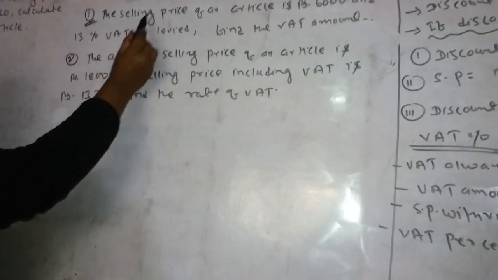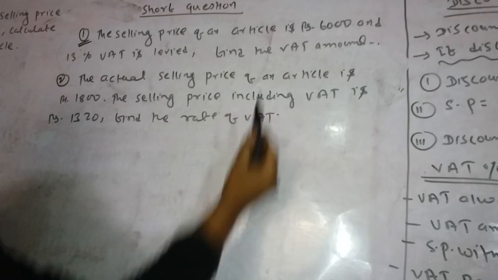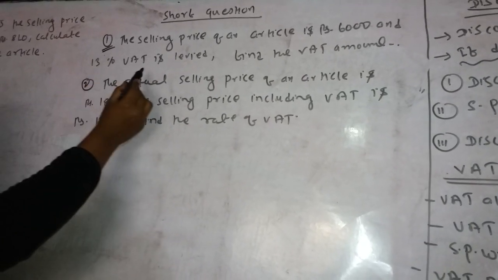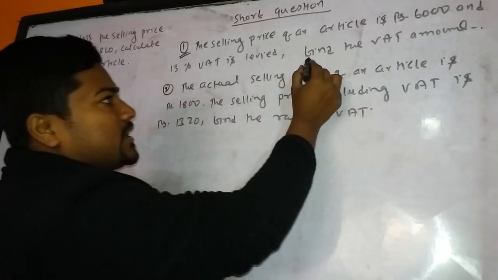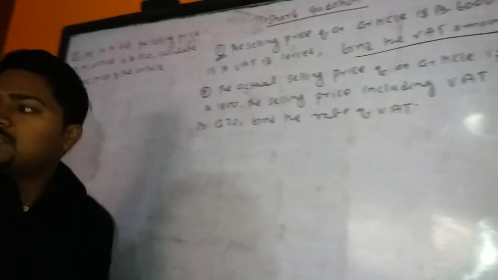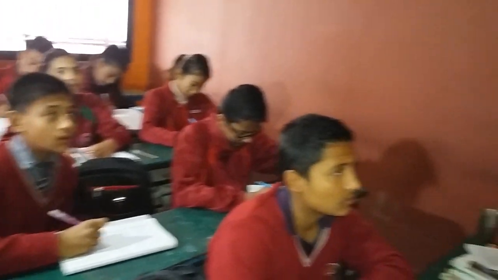Question number one: the selling price of an article is 6000 and 13% VAT is levied. Find the VAT amount. So the question is asking for the VAT amount. Then students, what is the VAT amount formula? VAT percentage of SP.